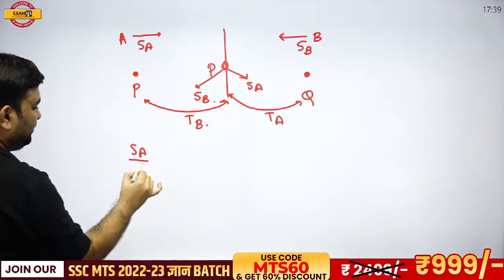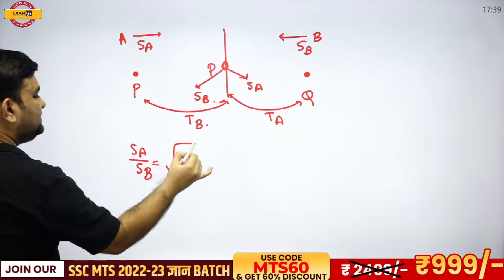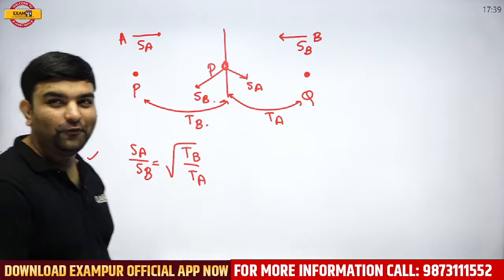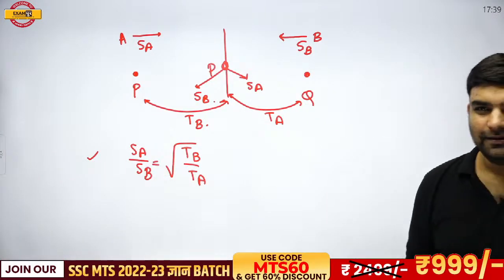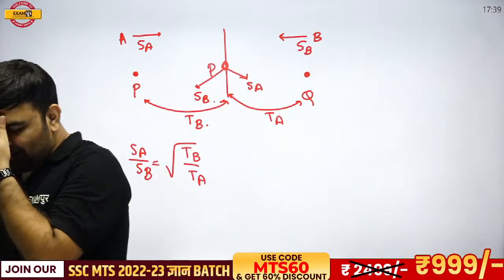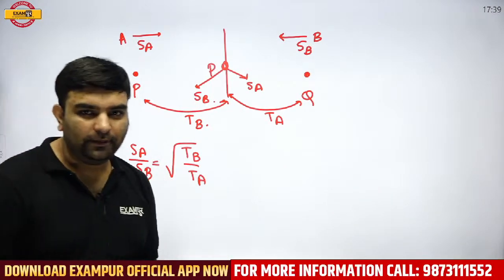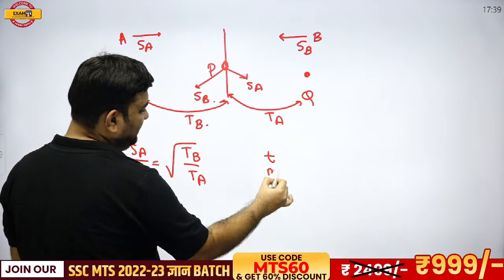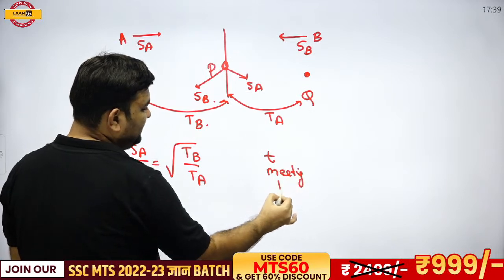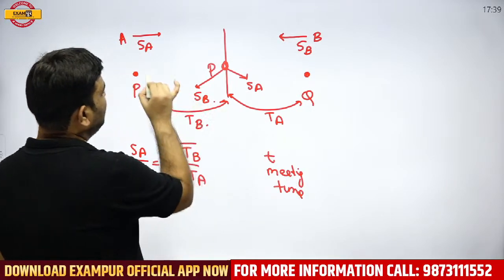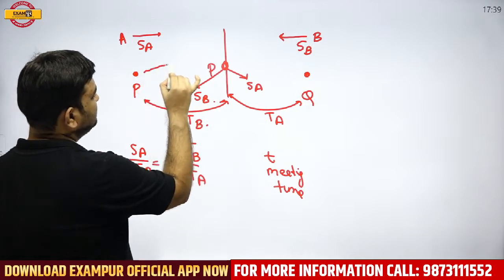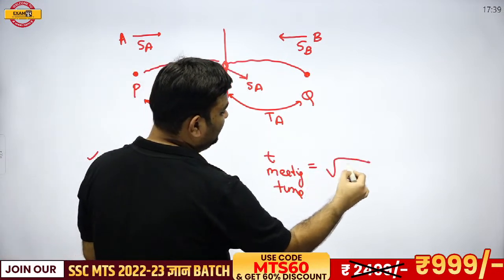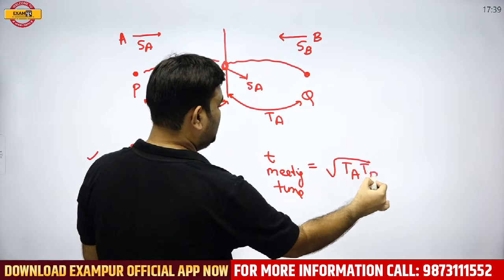In this, the relation is SA upon SB is under root of TB by TA. If any one of you wants to see the derivation, I can show it. And the meeting time, after which they meet for the first time, t, is under root of t1 into t2, or you can say TA into TB.